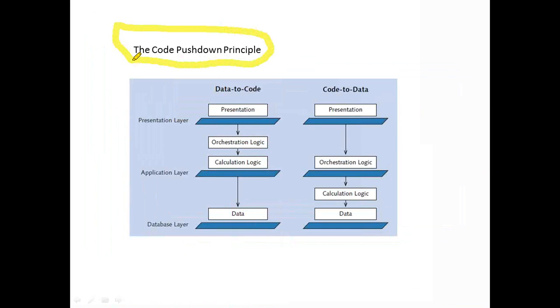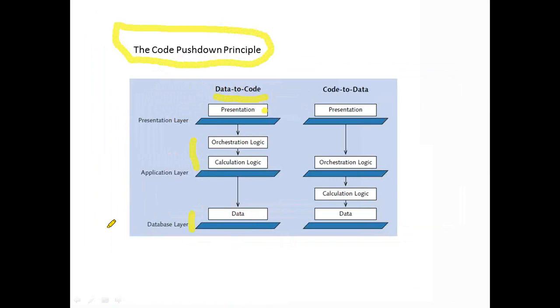If you see our normal regular RDBMS like Oracle, or a regular ABAP non-SAP HANA database, the flow goes from data to code. The approach is data to code. What is data to code? We have the presentation layer, the application layer and the database layer.